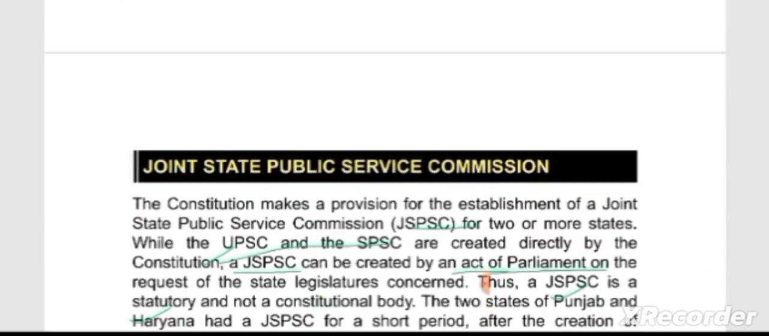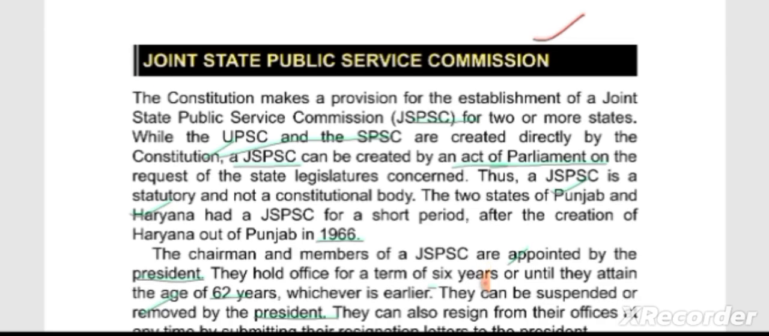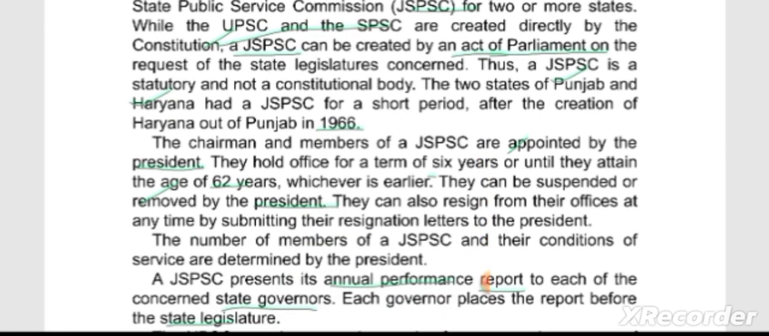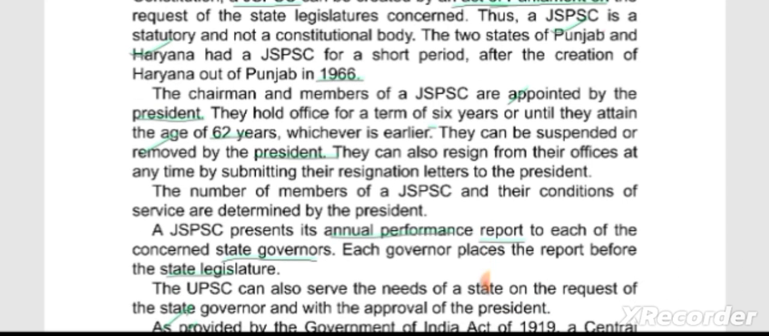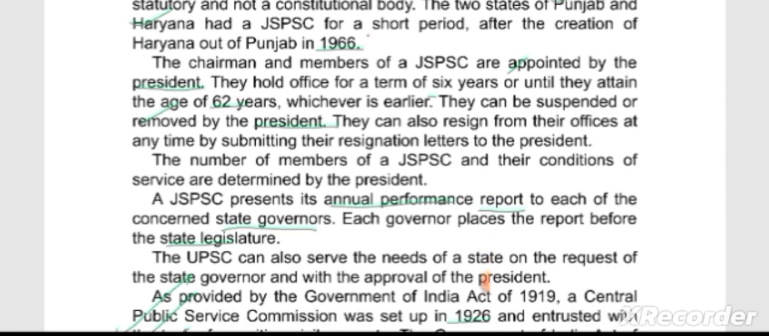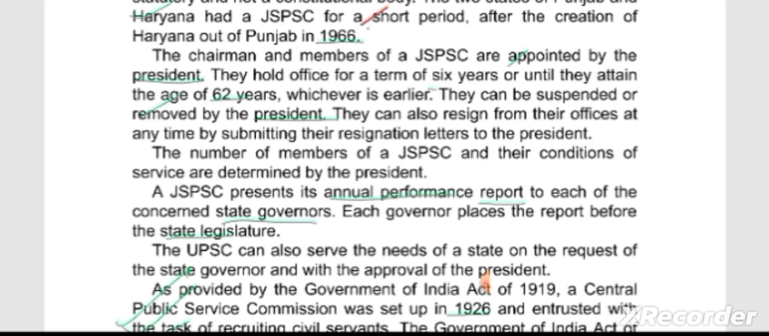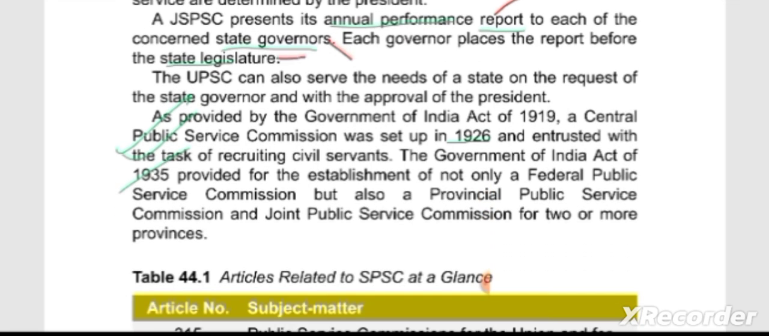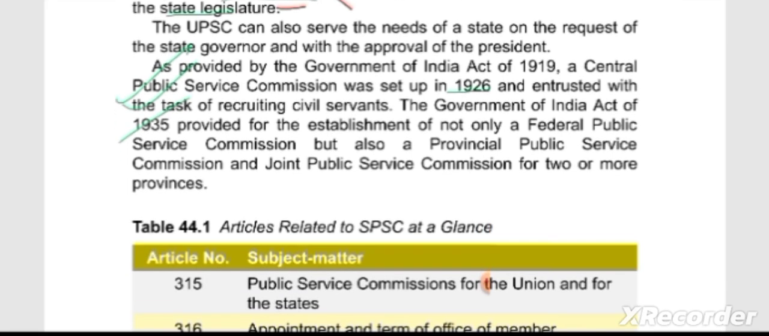Joint State Public Service Commission is where we have to know where there is a Public Service Commission, JPSC, where the Act of the Parliament has given this. Punjab and Haryana is a very important example. In 1966 creation of these things happened, and again there is 6 or 62, that is the quota here. The report will obviously be given. The annual performance report is given to the governor, right? And that is to the state legislature. The last thing, the formation of PSC, was in 1926 under the Act of 1919, the Montagu-Chelmsford reforms. Then the PSC was formed.